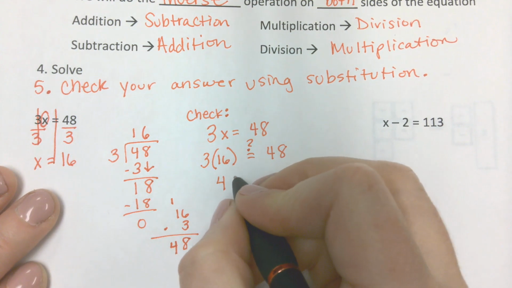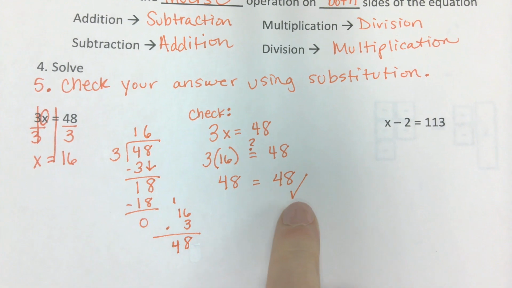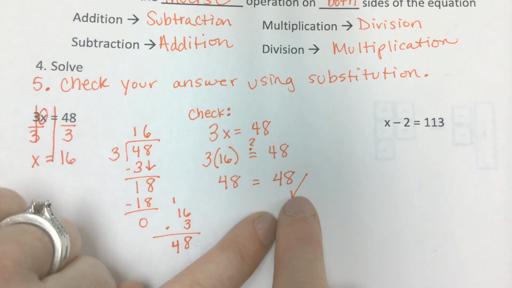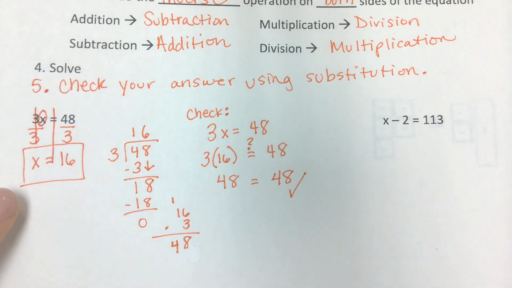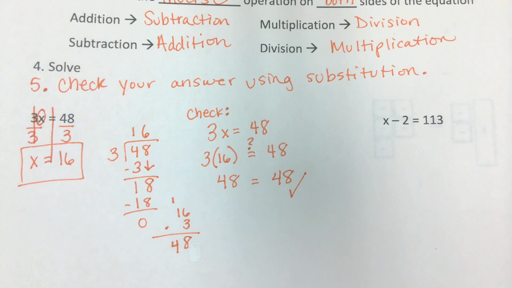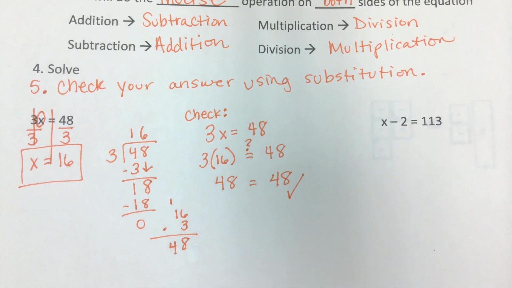So this is 48, and it equals 48. So we checked it. I put a little check mark showing I checked it. Check, check. This is not the answer. The answer is x equals 16. So put a box around your solution. Hopefully all this is coming back to you.